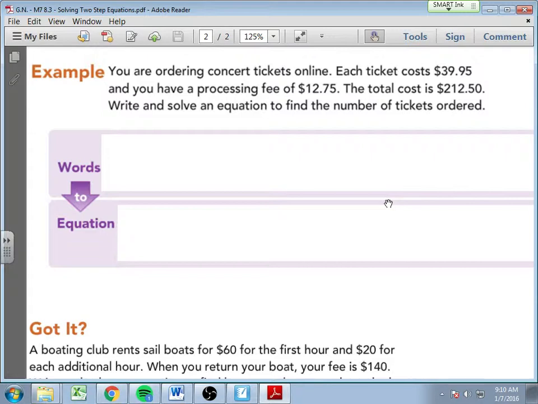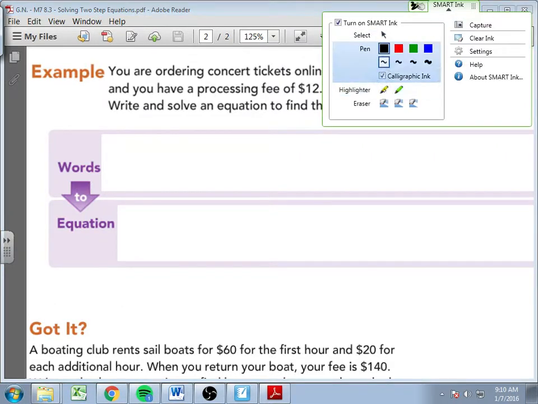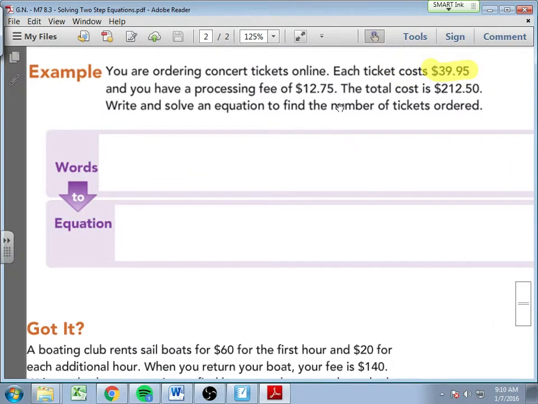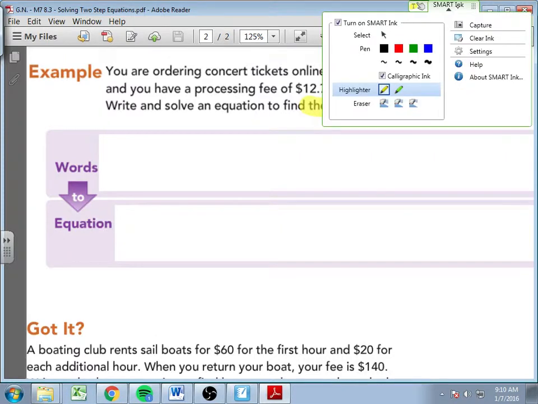What did you guys write out, or what did you underline, highlight? What's important here? Crystal? Yeah, each ticket here is going to cost $39.95. Now, do we know how many tickets? No. So this number of tickets is my unknown amount, but the number of tickets relates to the cost of the tickets. That's why I'm going to highlight those in the same color.